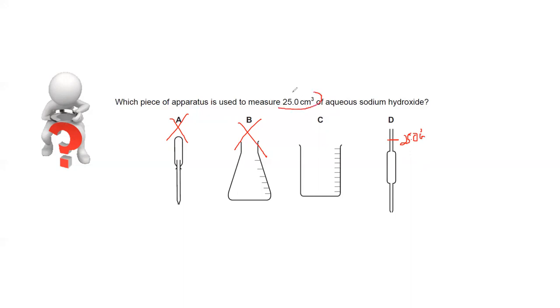And when they mention 25.0 cm cube, it means we want to measure it accurately. Otherwise, they would only write 25 cm cube. They wrote 25.0, which means we want to measure it accurately. So which apparatus can measure 25.0 accurately? That is the pipette. A beaker can measure, but that will not be accurate. It can measure 25 cm cube, but not with accuracy. So D is the right answer for this question.